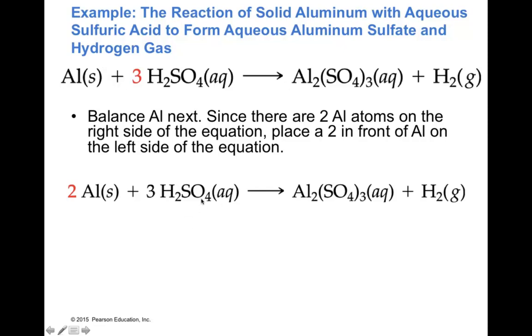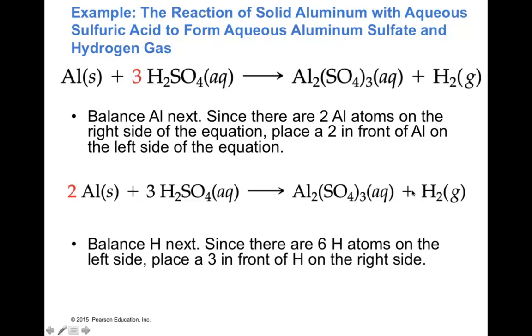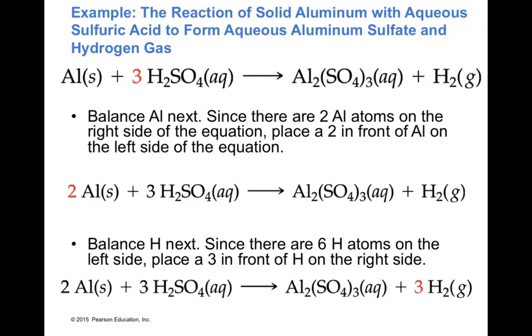And now we can see that we have 6 hydrogens, because when we add this 3 in front of the sulfuric acid, this 3 is not just going to affect the sulfate, it is also going to affect the amount of hydrogens. So now we have 6 hydrogens in the reactants because we have 3 times 2, 6 hydrogens, and we just have 2 hydrogens in the products. So if we need 6, we must use a coefficient of 3 in front of the hydrogen. In that way, we can have 6 hydrogens on both sides.